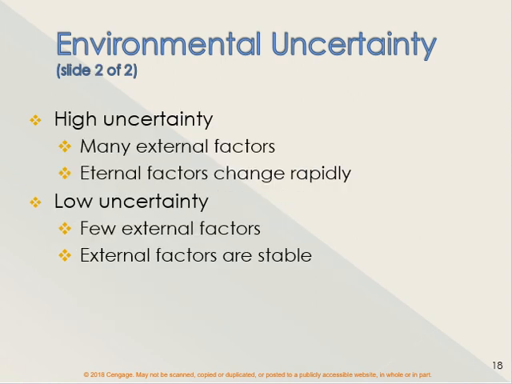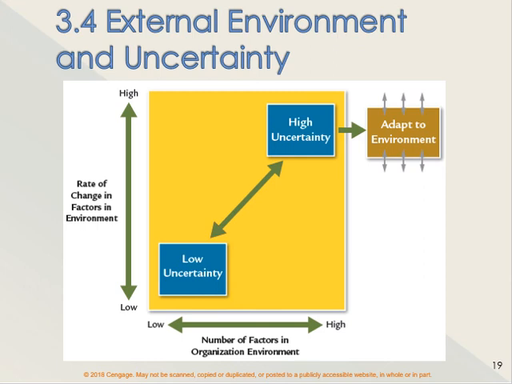So it relates to high levels of uncertainty, where many external or internal factors change rapidly. And then they also have low uncertainty, with few external factors, and the external factors are quite stable. So you can understand by looking at these figures, 3.4, how low uncertainty and high uncertainty reflect adapting to the environment.